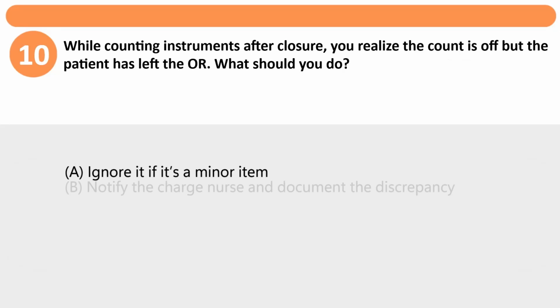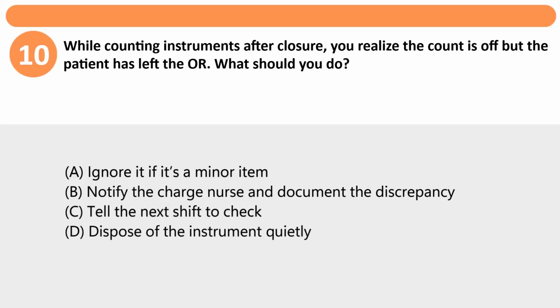While counting instruments after closure, you realize the count is off but the patient has left the OR. What should you do? A. Ignore it if it's a minor item. B. Notify the charge nurse and document the discrepancy. C. Tell the next shift to check. D. Dispose of the instrument quietly.